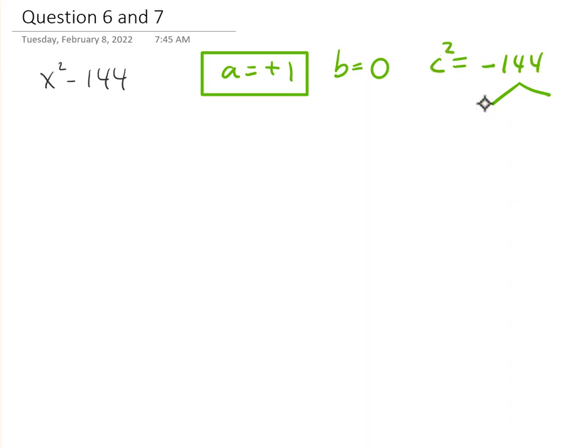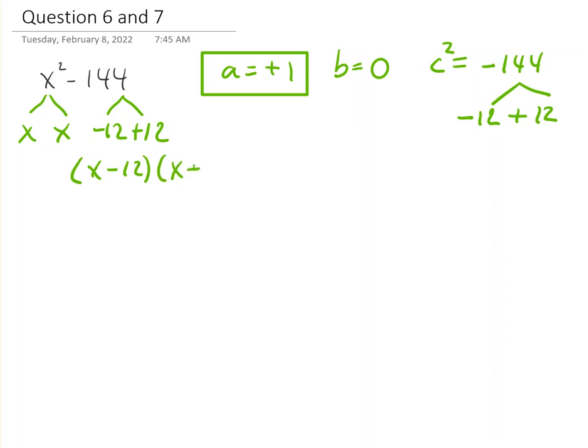So what number do I square to get 144? That would be 12 times 12. But remember, I want negative, so I have to make one of these negative and one of these positive. So I come over here and say, all right, I'm on to something. We got an x and an x, a negative 12 and a positive 12. So my solution is x minus 12 and x plus 12. There's your answer.